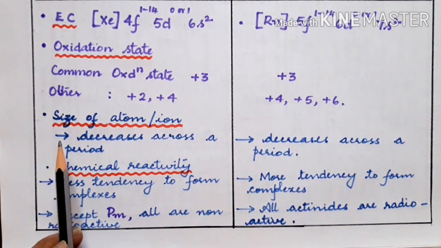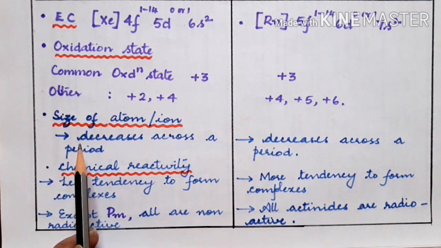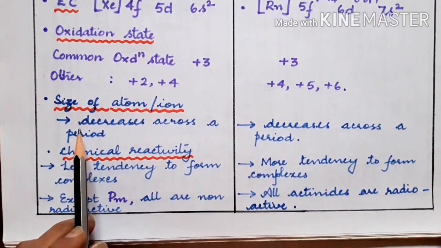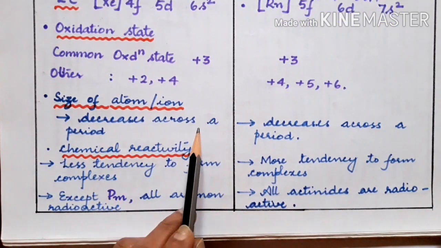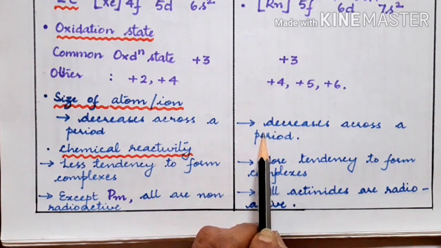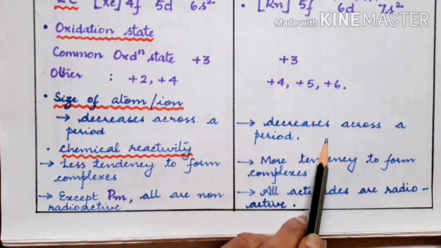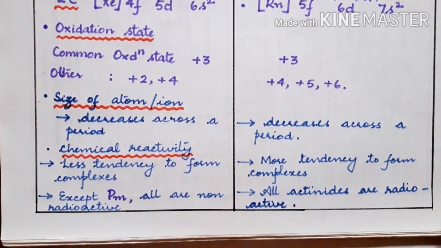Coming to the sizes of the atoms or the ions, as we move along the lanthanoids, due to lanthanide contraction, the size keeps on decreasing across a period. Same is the case with actinoids. There, actinoid contraction occurs and the size decreases when we are moving from left to right.